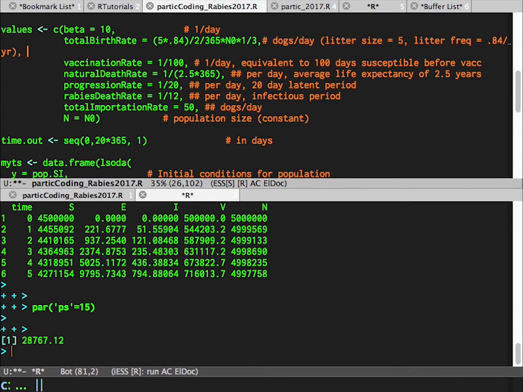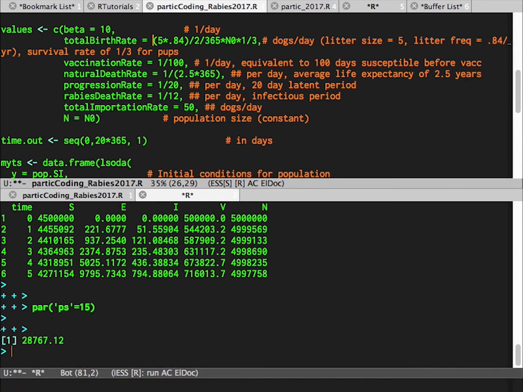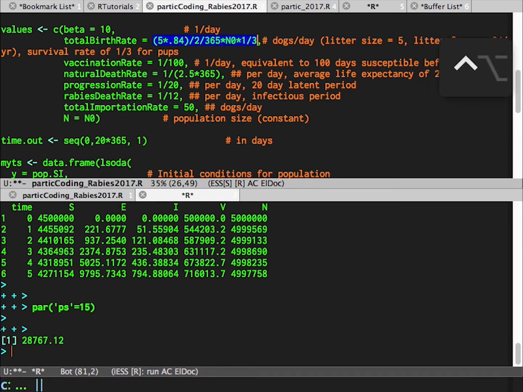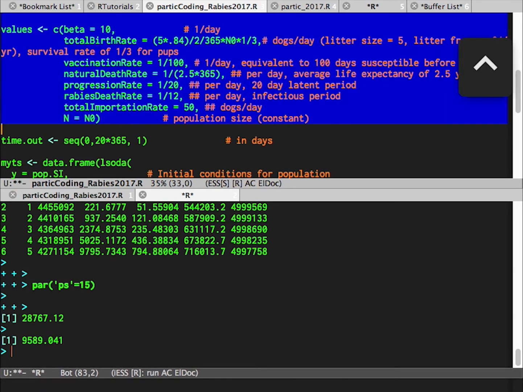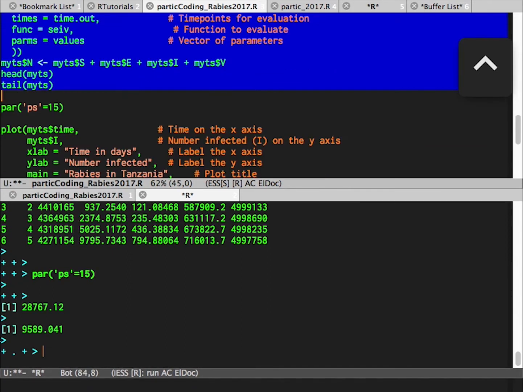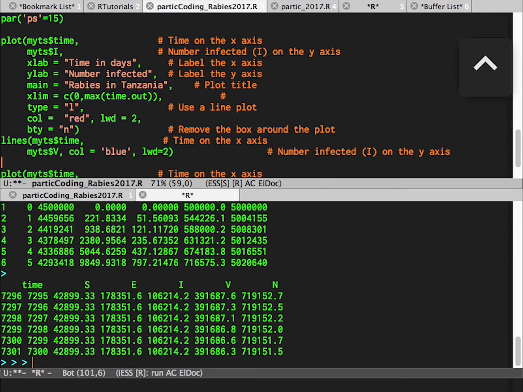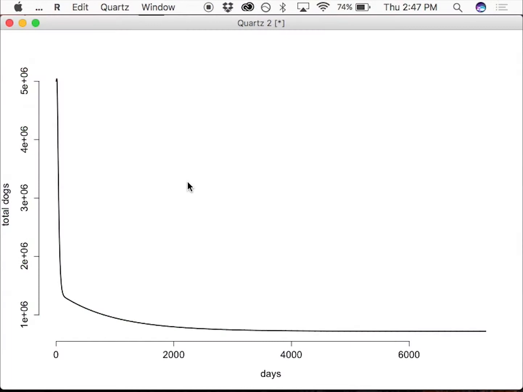And then, so we have a survival rate of 1/3 for pups. So now we have 9,000 dogs being born per day. Okay, so a little bit more than we had before. Let's see what we get. Let's just look at our population size to start with.